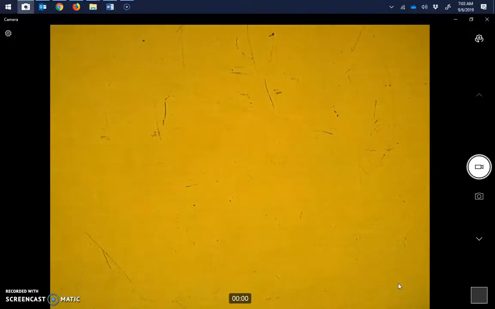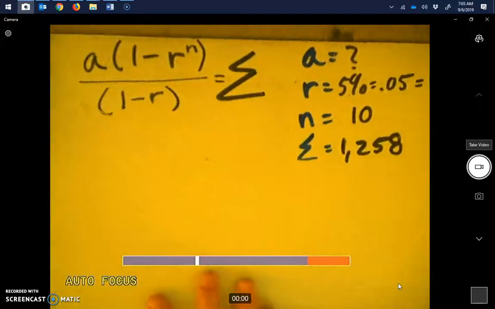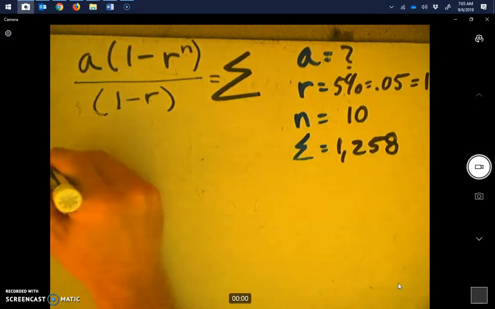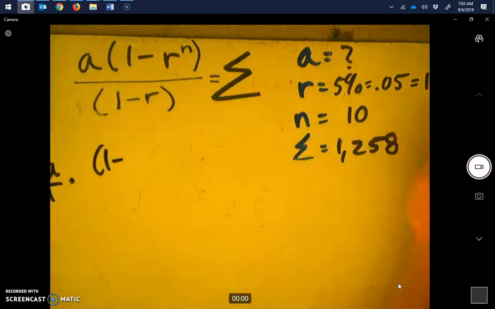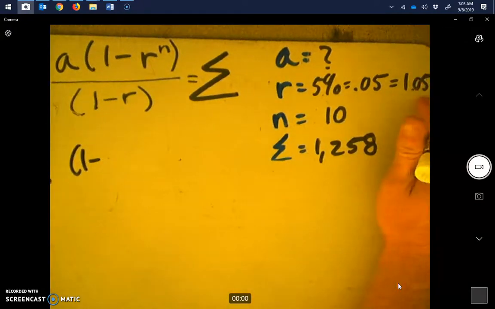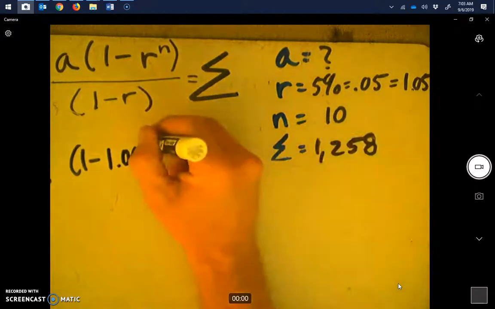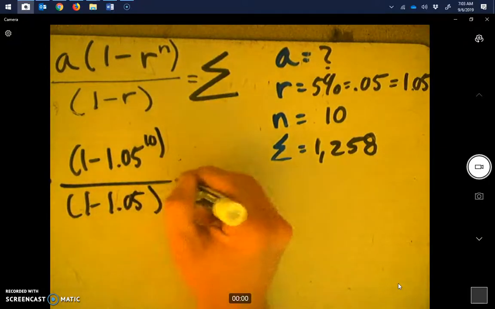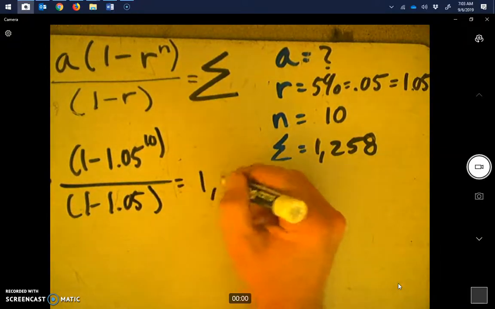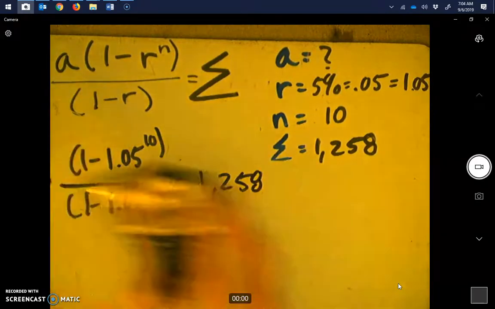Okay, so I have the numbers written over here. All right, so A by itself out in front, 1 minus our rate, which is, we can't see it, it's 1.05. Our n is 10, all over 1 minus 1.05. And that's equal to 1,258 people.